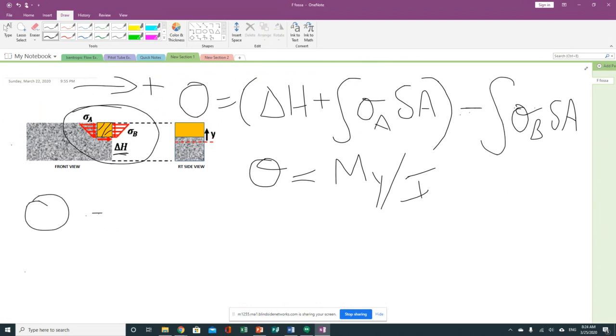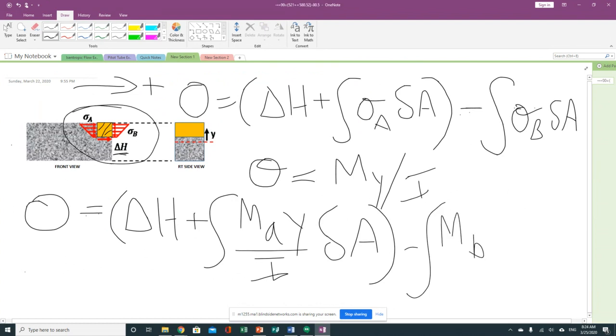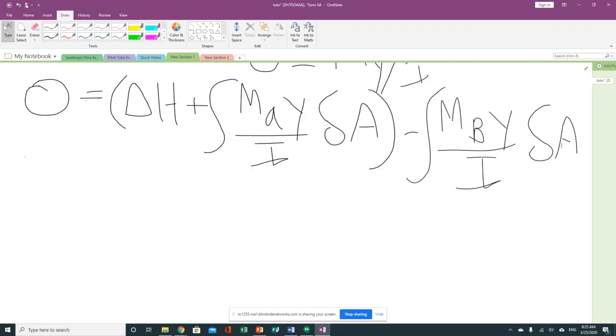And say 0 equals delta H plus the integral of M_A y over I dA, minus the integral of M_B, that's the moment at B, y over I dA. All right, so I got some more integrals here. Is there anything constant in these integrals that I can pull out?